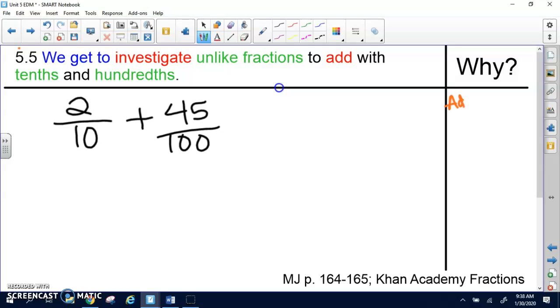All right, so this is the first start. Add fractions. And this is how we're going to start with this, with unlike denominators.